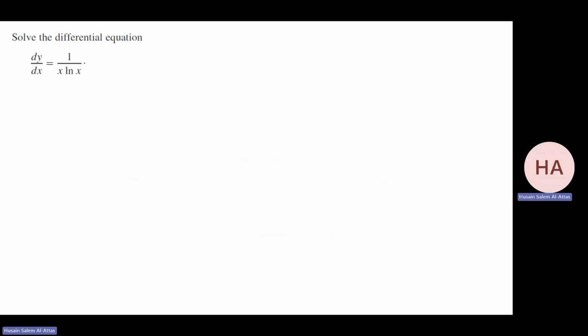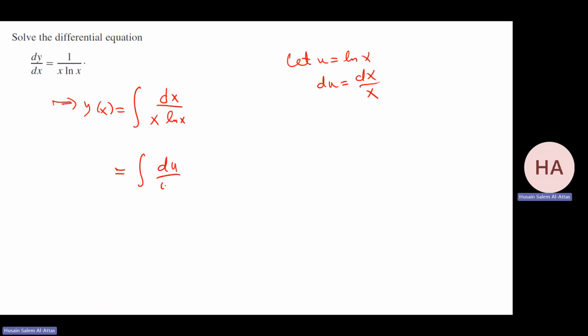Okay. I need to do this. That means y will be the integral of this. So I will let u equal ln x. du will be what? dx over x. So if you think about this, it will be what? du over u. So this is my du. And that is ln of u plus c. And that is ln of ln x plus c.